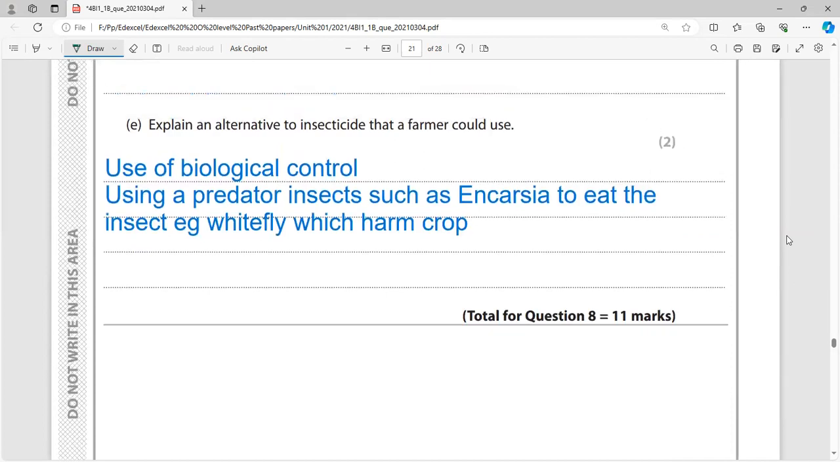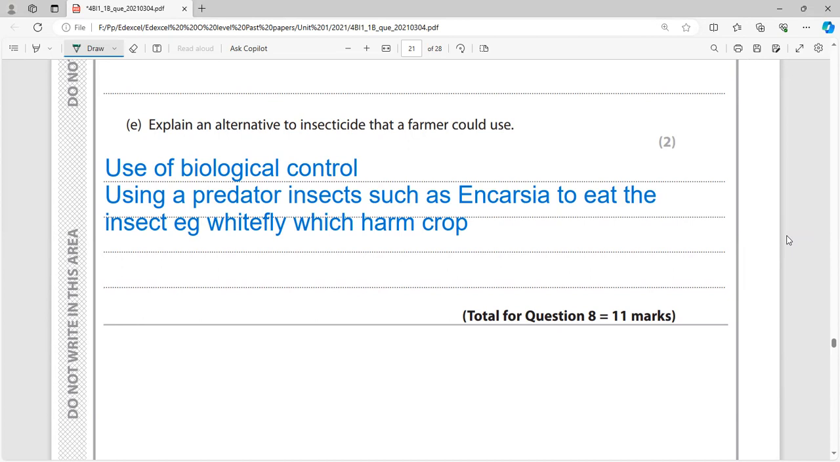Explain an alternative to an insecticide that the farmer can use. Insecticides are a source of pollution for the atmosphere. So we can use an alternative, which is the use of biological control. For example, some wasps, or some type of insect that kill other insects. So that's our alternative. They eat the larvae of the insect.